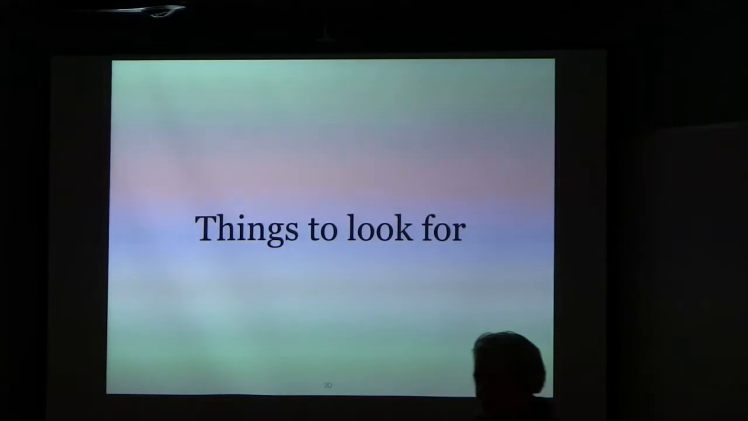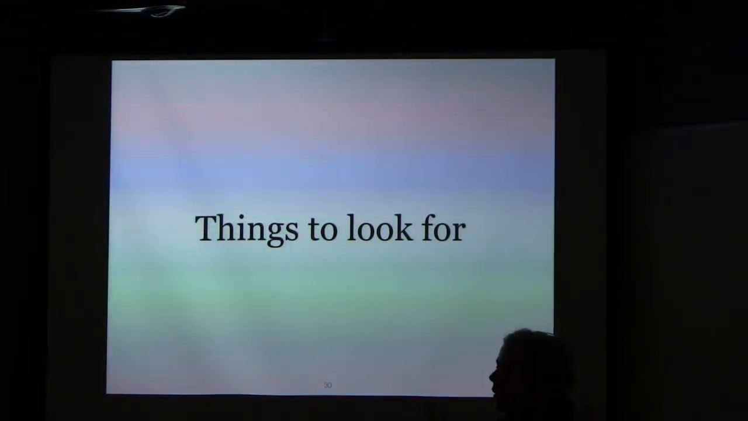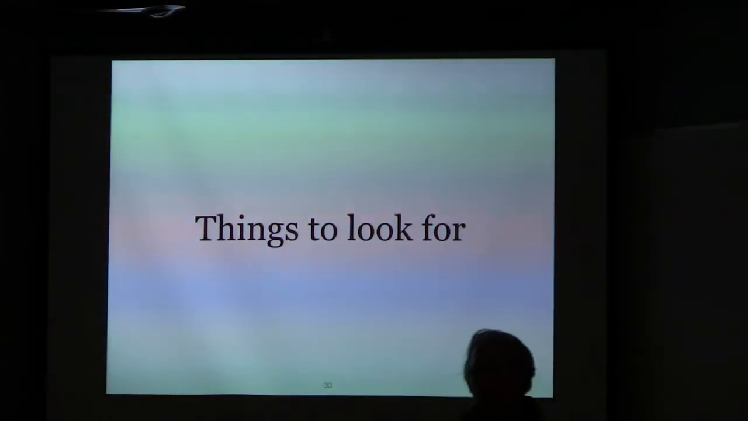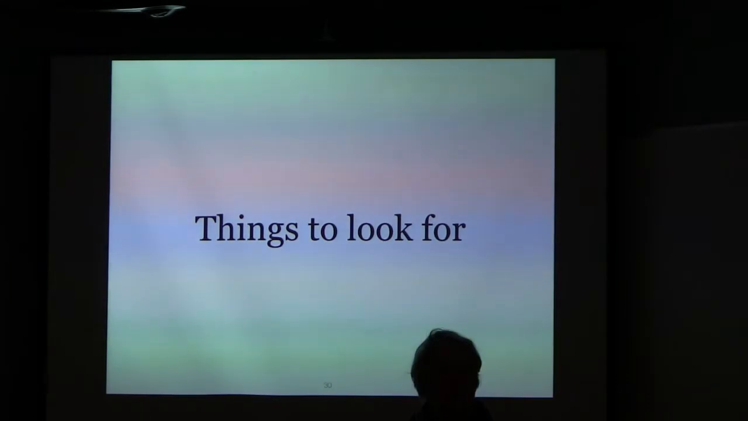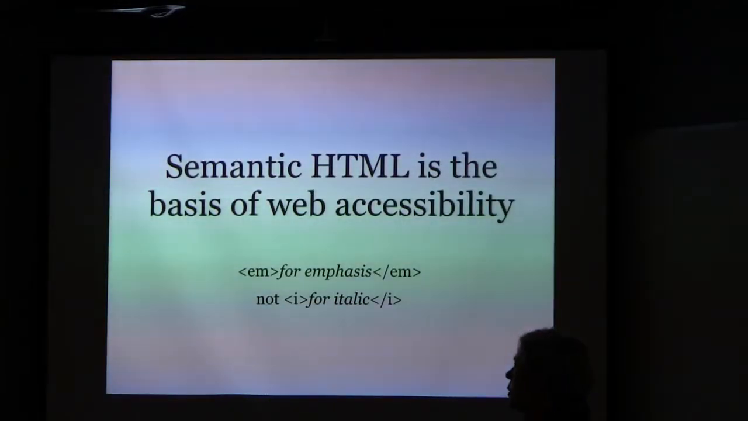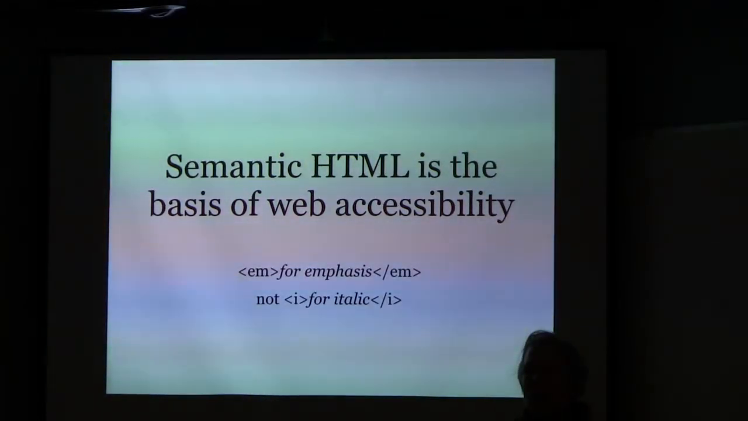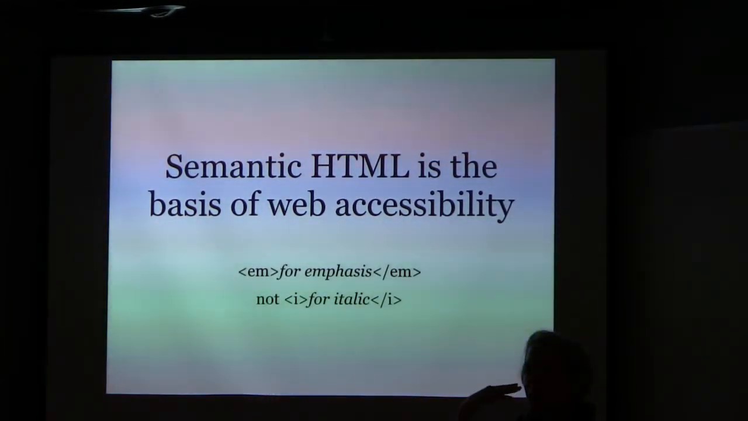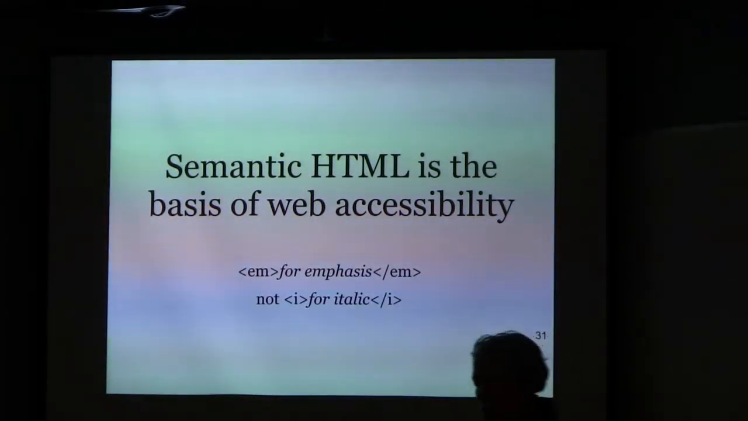So, all right, I think maybe everybody here wants to make something accessible. And I'm going to talk a little bit about what you look for to make sure that you keep your accessibility-ready theme from going south. So, a bit about semantic HTML. That is the basis of accessibility. If I'm coding and I want some text to be emphasized, it may look like italics, but the code is not I for italics, it's EM for emphasis, because that is a semantic approach.